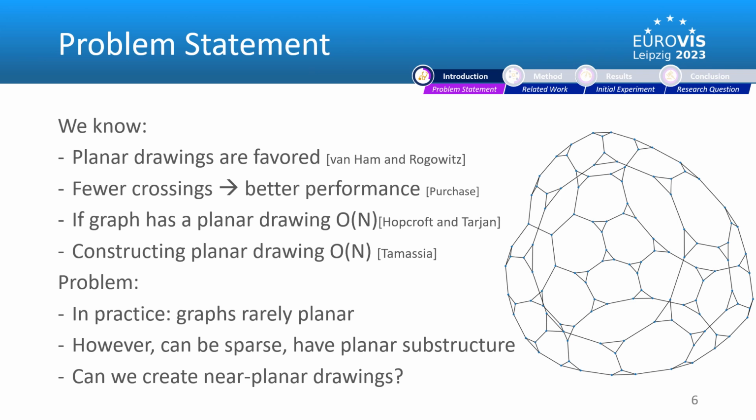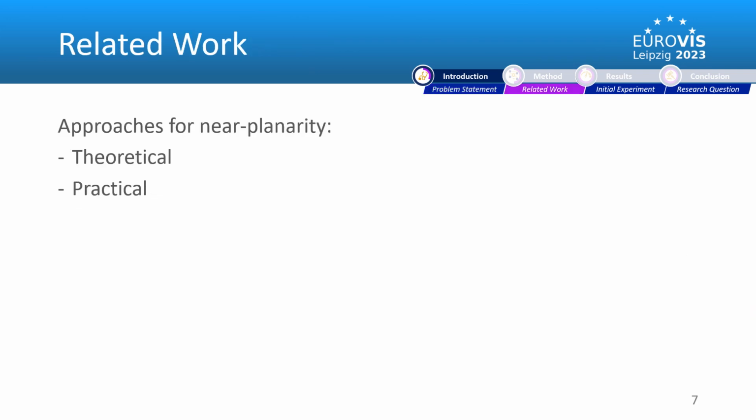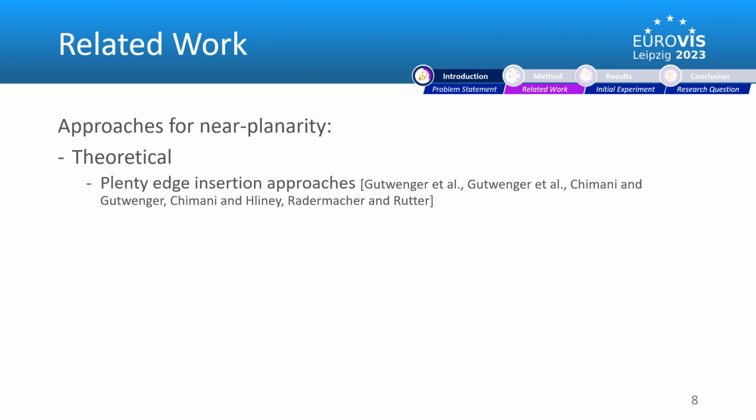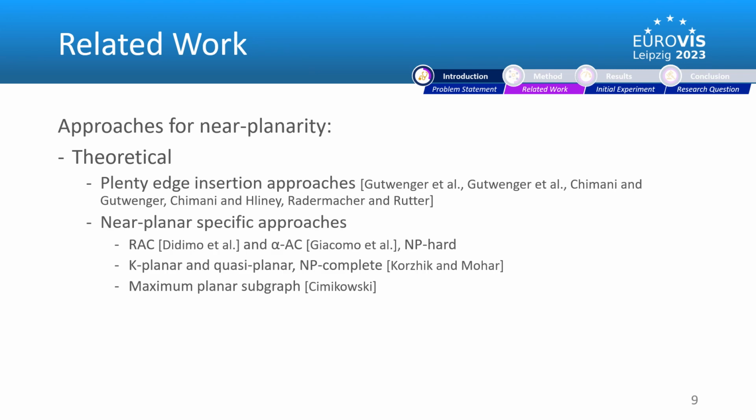And this question has been explored multiple times before, in both a theoretical and practical manner. For instance, there are plenty of edge insertion approaches, where edges are inserted into planar drawings in a crossing optimal way. There are also specific approaches such as the right angle crossing, the alpha angle crossing, k-planar, quasi-planar drawings, and finding the maximum planar subgraph. However, all of these approaches suffer from some tough computational complexities.